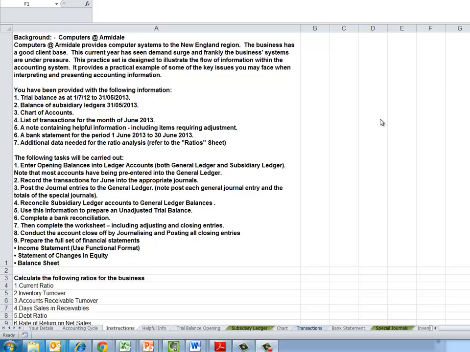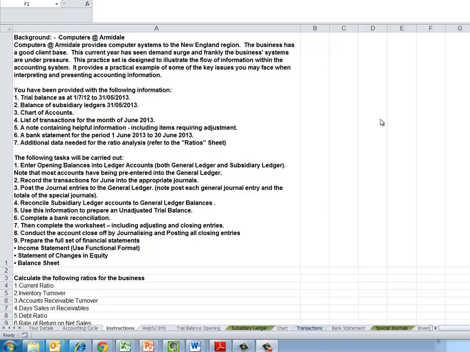Okay, we're about to move on to task 2, record the transactions for June for the appropriate journals. And as well as that, we're about to look at a few other things that will be helpful in terms of Excel. So, first thing I need to do, I moved subsidiary ledger to near the trial balance. So I now need to move it back after the special journals.